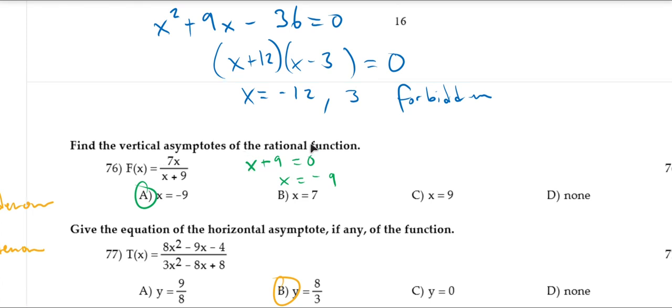The first one says, what is the vertical asymptote? Well, we have a factor in the bottom of x plus 9, and there's no corresponding x plus 9 on top. That means this is an uncanceled 0, and we will have a vertical asymptote where the denominator is 0. That occurs at x equals negative 9, and so that's answer A.